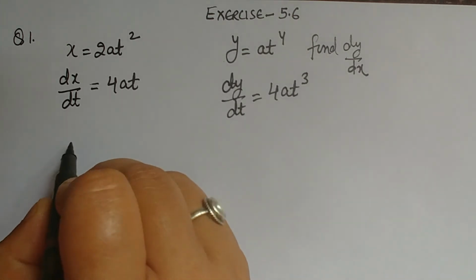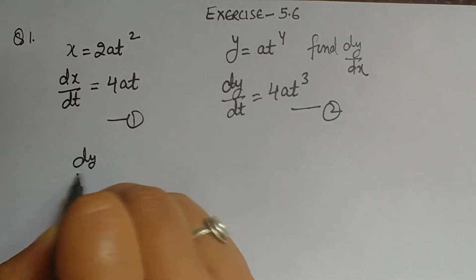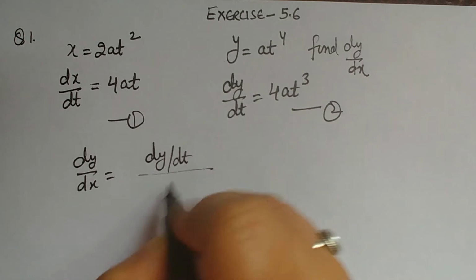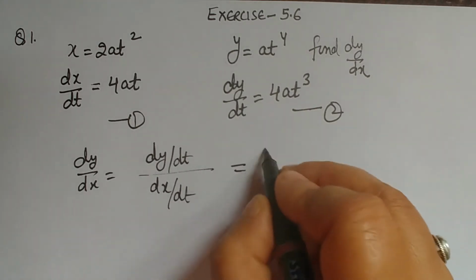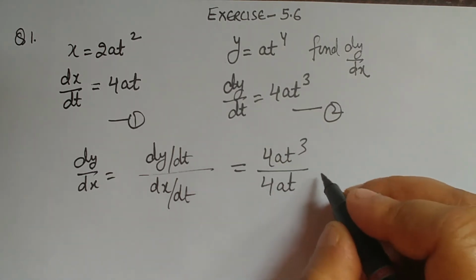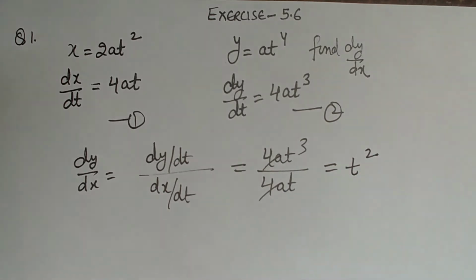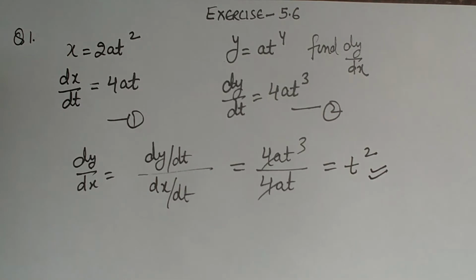Now this is number 1, this is number 2. I need to find dy by dx, which I will find by dy upon dt divided by dx upon dt. So this is equal to 4at cube divided by 4at, which is your t square. So this is how you will differentiate question number 1.